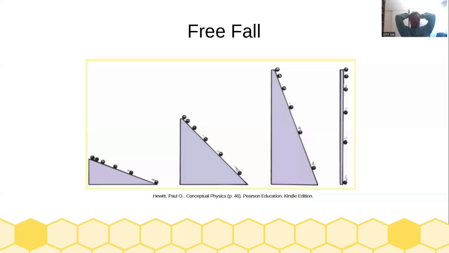balls of various materials and various weights and rolled them down slopes. And what he found was that for each slope, the balls would accelerate at a constant acceleration that got higher and higher the steeper the slope was. So it didn't matter if you had a wood ball or an iron ball, it would still accelerate at the same acceleration up until you reach the point where the slope was completely vertical, and then it would be at its maximum value, which is what we call free fall.